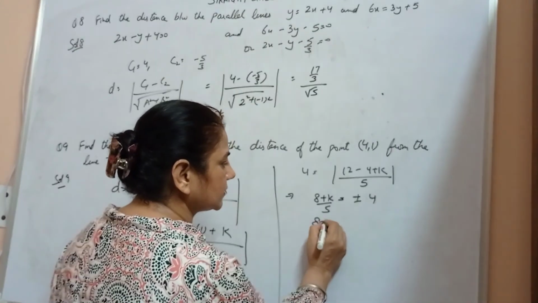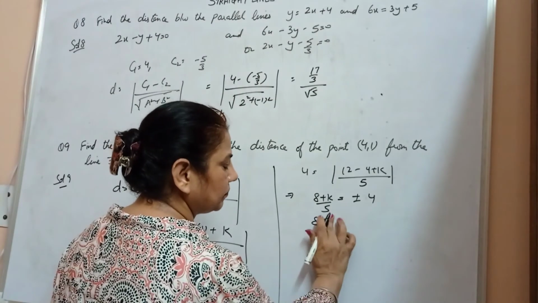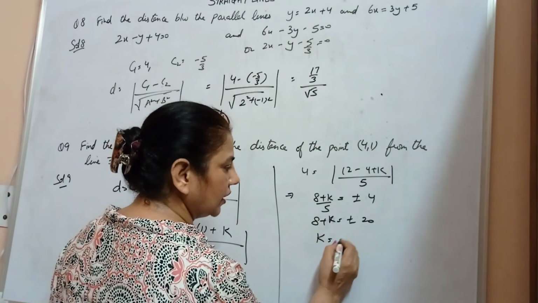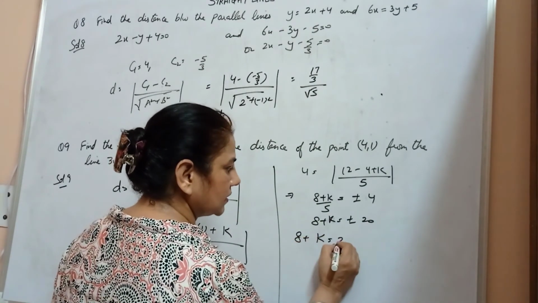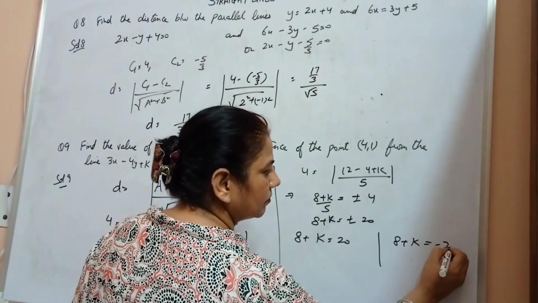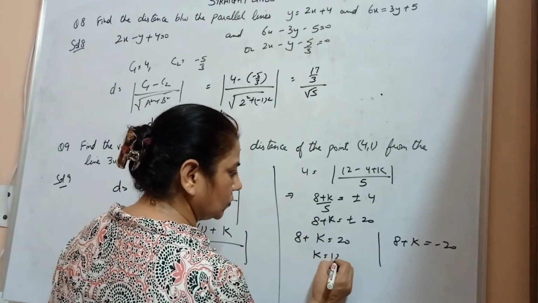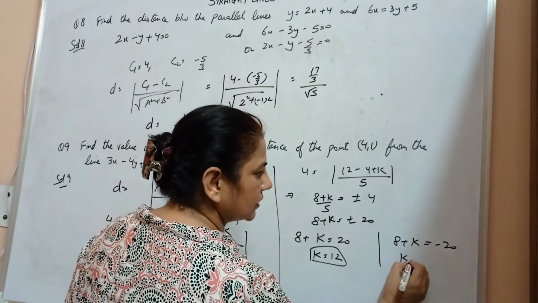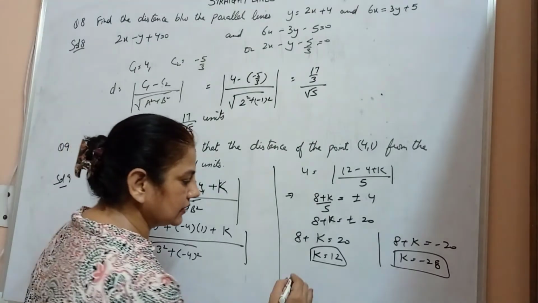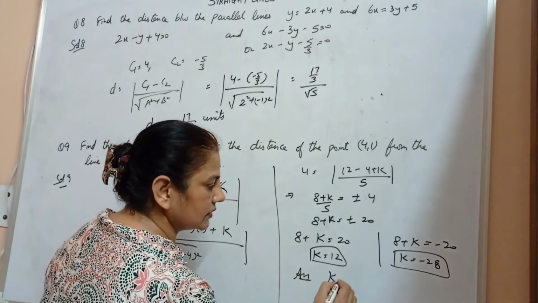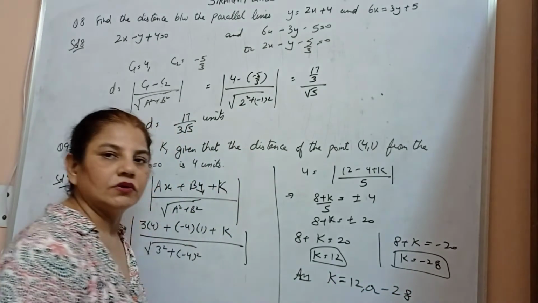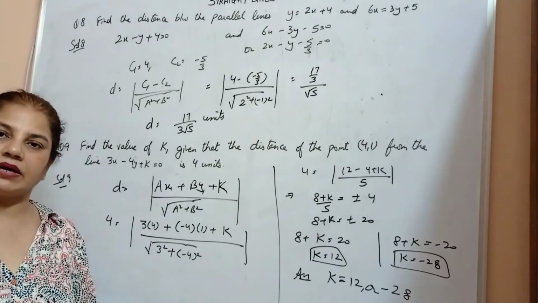So here we have 8 plus k is equal to plus minus 20. So if it is plus, 8 plus k is equal to 20, or you can say 8 plus k is equal to minus 20. So k is equal to 12 or k is equal to minus 28. So we have the two values of k: 12 or minus 28.